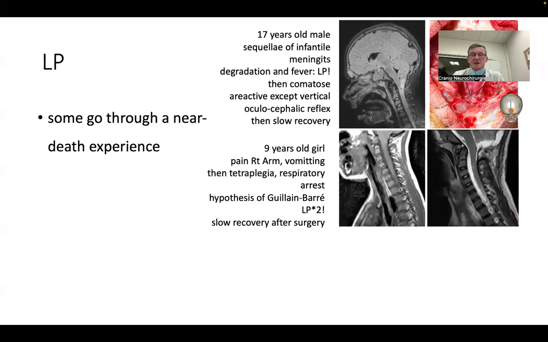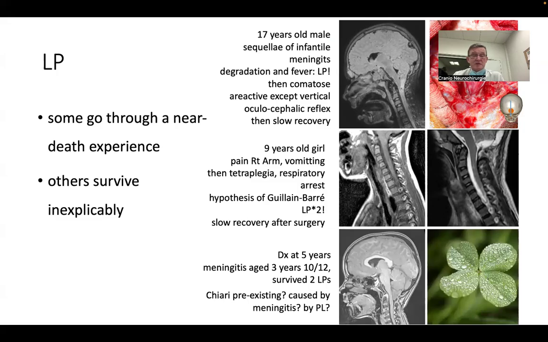This is another case of a 9-year-old girl who had a pain in the right arm. She had vomiting, then tetraplegia, and a respiratory arrest. In the hypothesis of Guillain-Barré syndrome, she underwent a lumbar puncture twice. She survived, and we operated on her in emergency. Hopefully, she recovered after surgery. And other patients survive without explanation. This is a patient who had two lumbar punctures. His Chiari malformation was discovered after the lumbar puncture, and he came out unscathed.